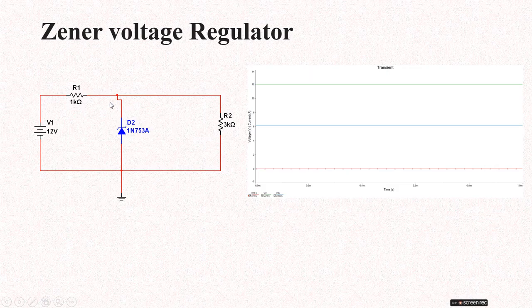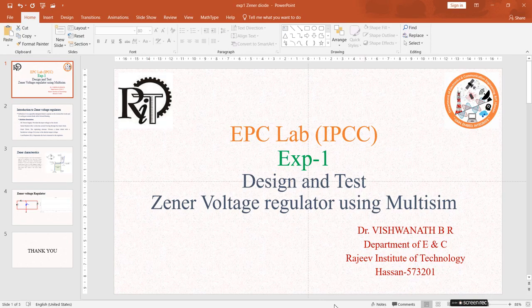The expected output voltage is 9 volts, because R1 is 1 kilo ohm and R2 is 3 kilo ohms. By applying the voltage divider formula, the expected output is 9 volts. We can see the results in the demonstration. I will go to Multisim.